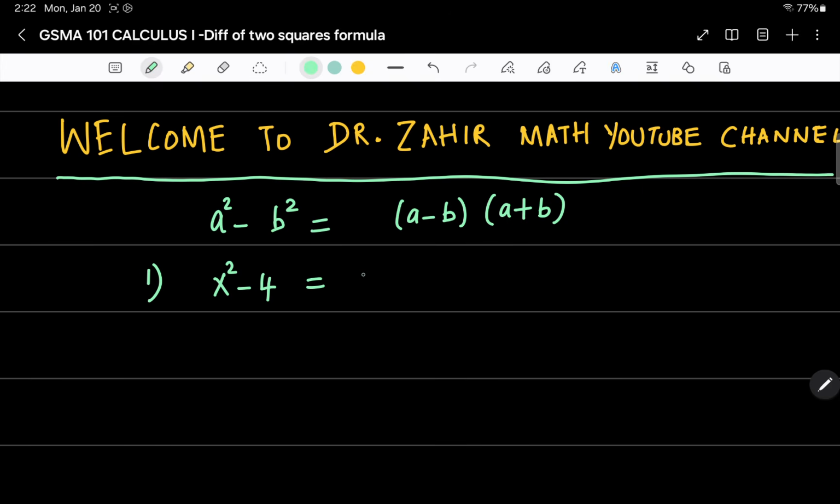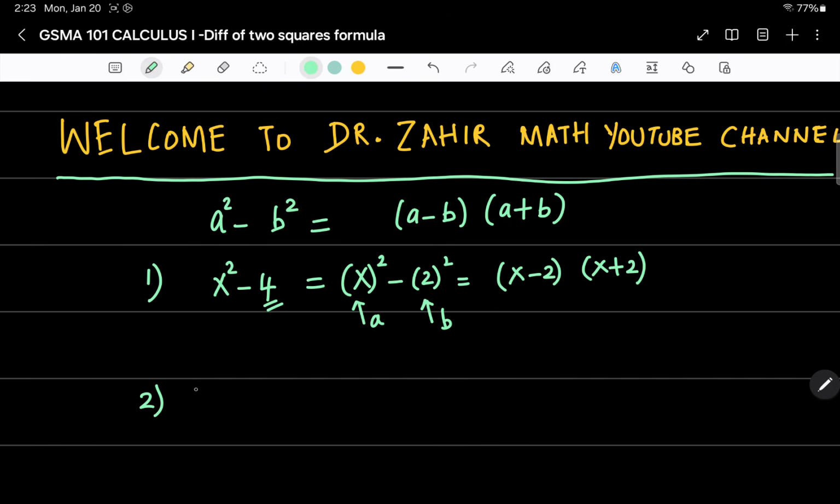So we are going to write this as a perfect square. x to the power of 2 minus 4 can be written as 2 to the power of 2, which is equal to, now in the place of a you have x and in the place of b you have 2. So it means you are having x minus 2 and x plus 2 according to the rule a minus b, a plus b.